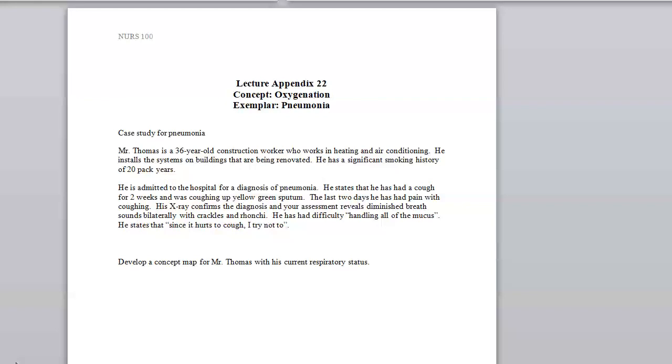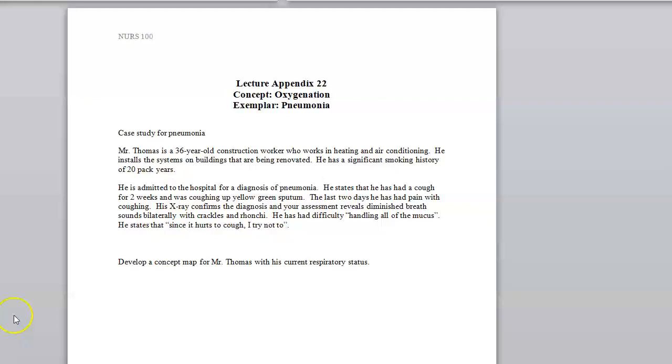And obviously he's probably significantly short of breath as well, since he has had a history of smoking and has developed a very serious case of pneumonia. So don't forget, as we look at those expected outcomes, we think of those outcomes that are related to the SMART acronym: specific, measurable, attainable, realistic, and timeable. So you might want to provide outcomes related to that SMART acronym. So that's Appendix 22. So hopefully that gives you a little bit more practice with the concept maps.